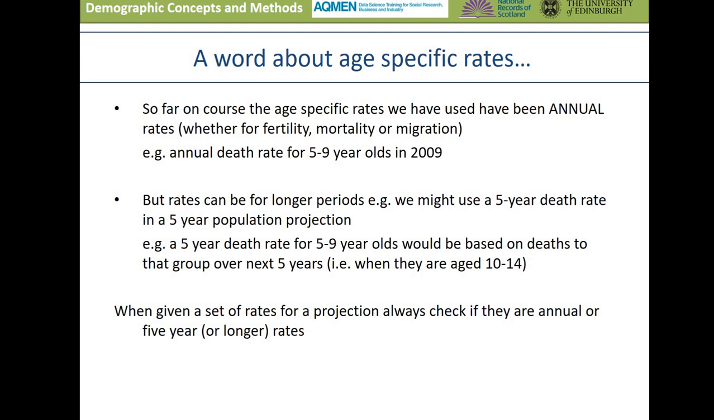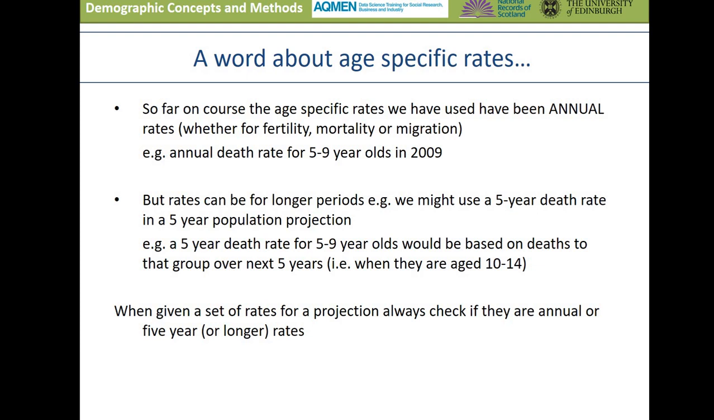A note of caution here. So far in all of the lectures or talks that I've gone through in this course, we have talked about annual rates, whether for fertility, mortality, or migration. So we might think about the annual death rate for 5 to 9-year-olds within 2009. But rates can, of course, be for longer periods. So we might use a 5-year death rate, and this is particularly useful if we're producing a 5-year population projection. So the 5-year death rate for 5 to 9-year-olds will be based on the deaths to that group over the next 5 years, over which time that population group would be aged between 10 and 14.